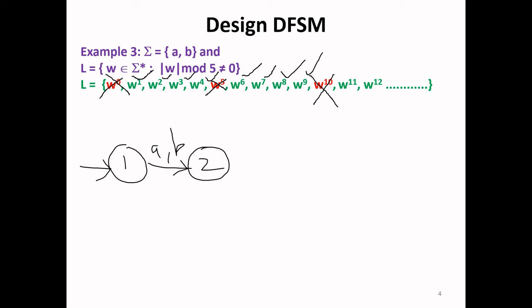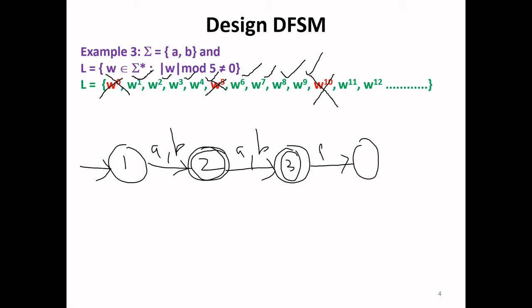String length 1, will it be accepted? Yes. So state 2 will be the final state. String length 1 is accepted now. Then what about string length 2? A or B going to state 3. So string length 2 is also accepted. Next, string length 3, A or B reaching state 4.